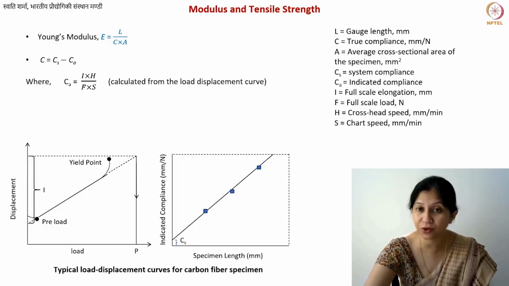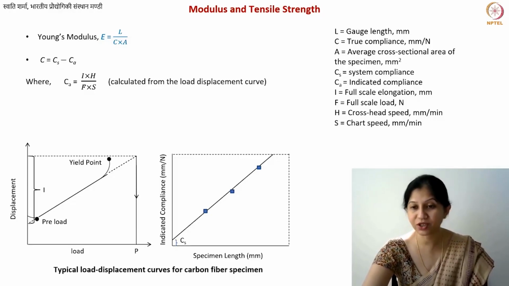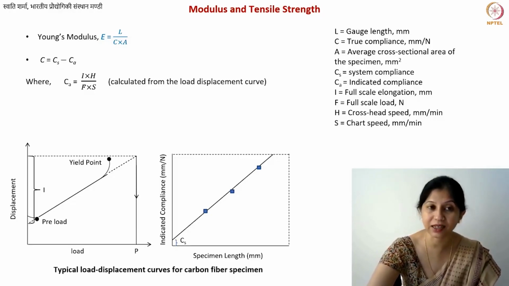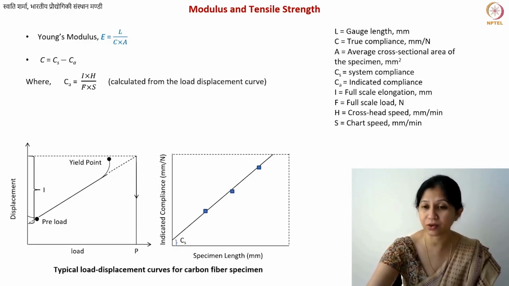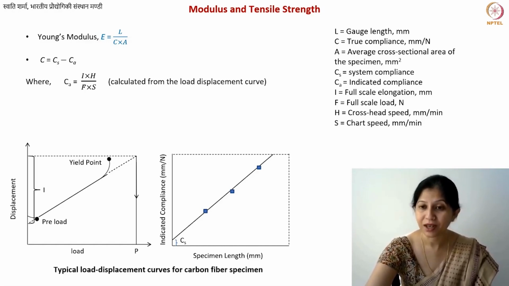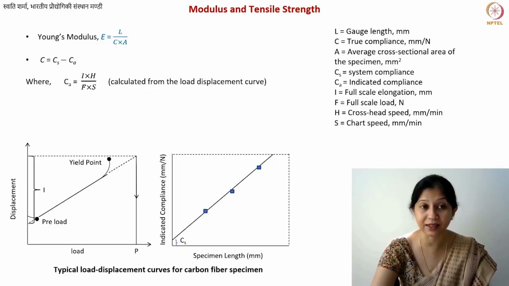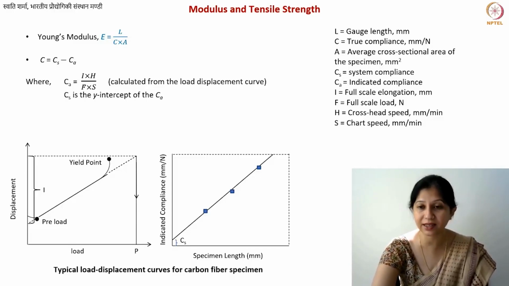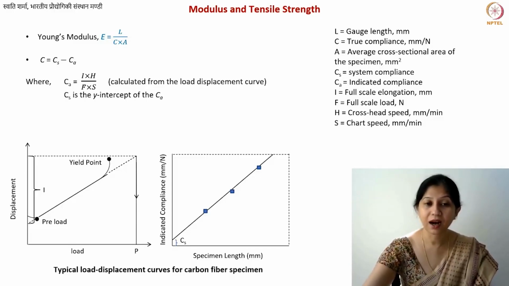And what are these terms again? You can read in this glossary. I is the full scale elongation. H is the crosshead speed. These are very instrument specific parameters, but I'm just trying to show you how it is calculated. F is your full scale load, and S is what is known as the chart speed. Based on these parameters, the CA value is calculated, and CS is nothing but the y-intercept.